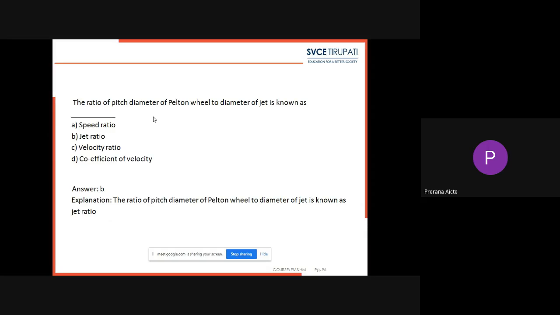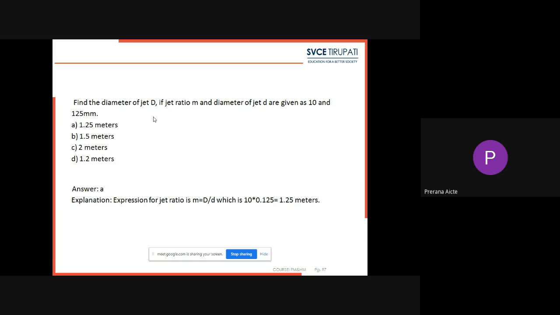The next one, the ratio of pitch diameter of Pelton wheel to diameter of the jet is known as jet ratio. Next one, find the diameter of the jet D if the jet ratio M and the diameter of the jet small d are given as 10 and 125 mm. So expression for jet ratio M equals capital D by small d. So we have the value for small d and M. So substituting those values in the formula, we get capital D equal to 1.25 meters.